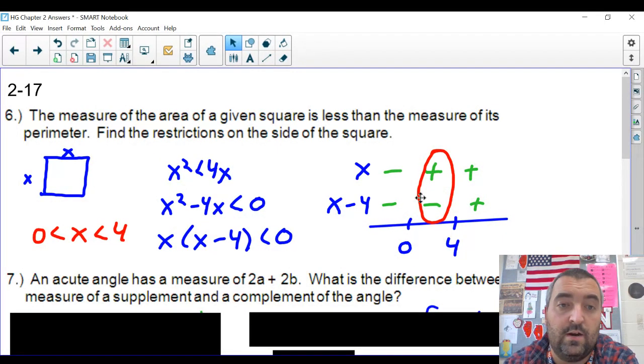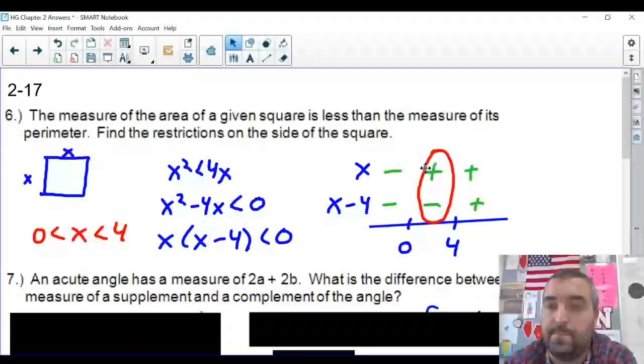And now I'm looking for when, so first we just kind of think of this as a number line. So if I think about numbers less than 0, when I substitute them in for x, I'd get a negative number. Between 0 and 4, I would get a positive number, and then bigger than 4, I would still get a positive number, right? For the x minus 4, same idea.